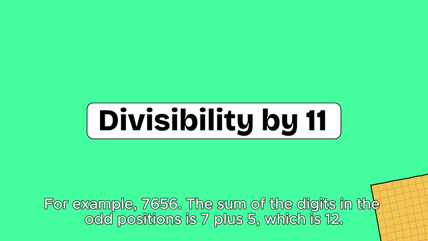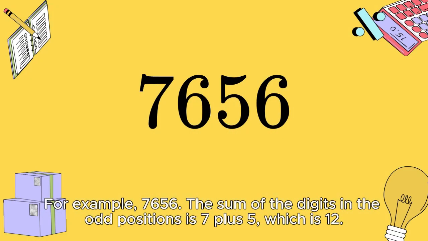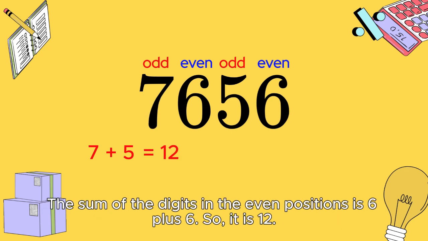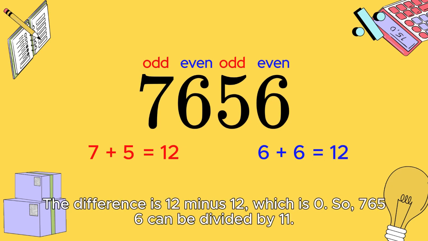For example, 7,656. The sum of the digits in the odd positions is 7 plus 5, which is 12. The sum of the digits in the even positions is 6 plus 6, so it is 12. The difference is 12 minus 12, which is 0. So 7,656 can be divided by 11.